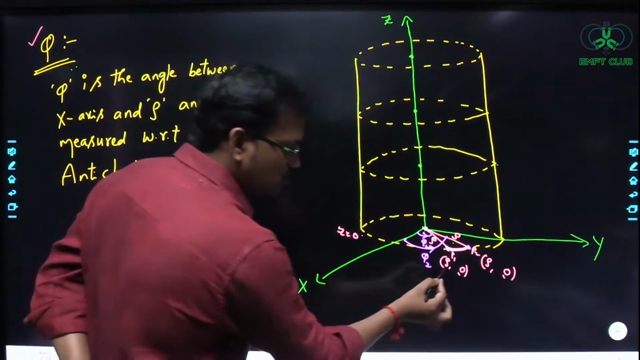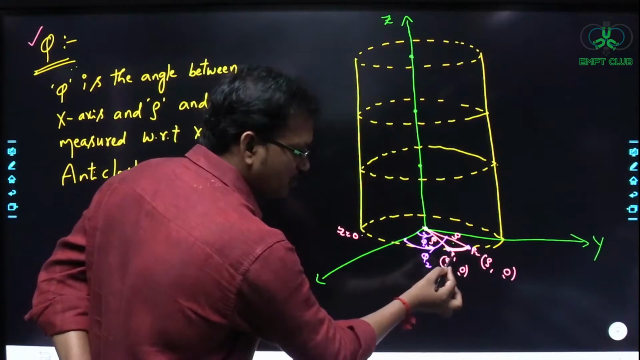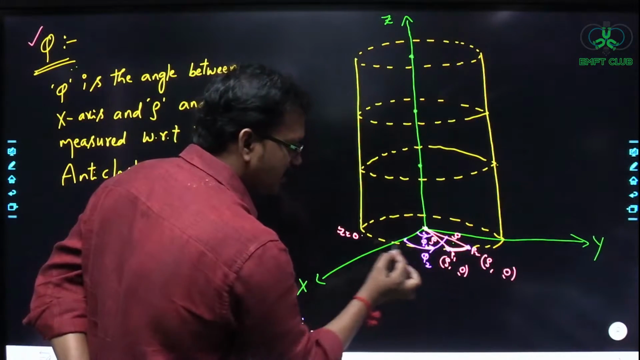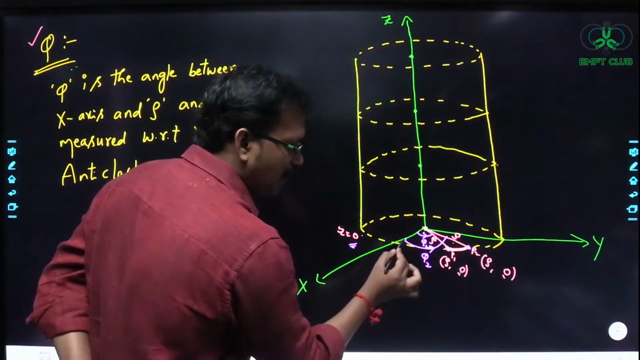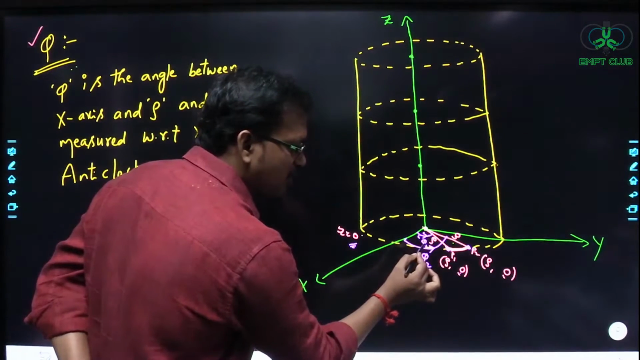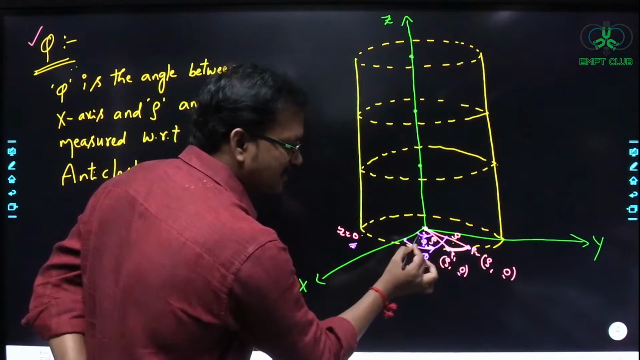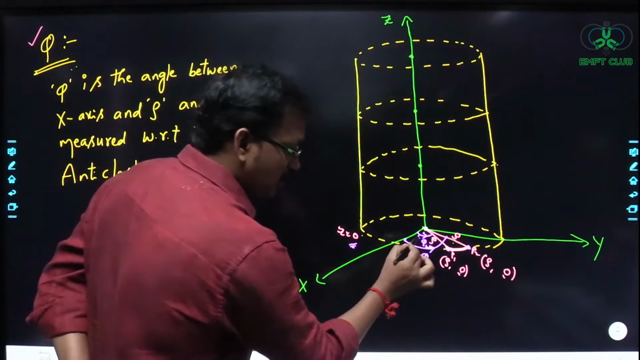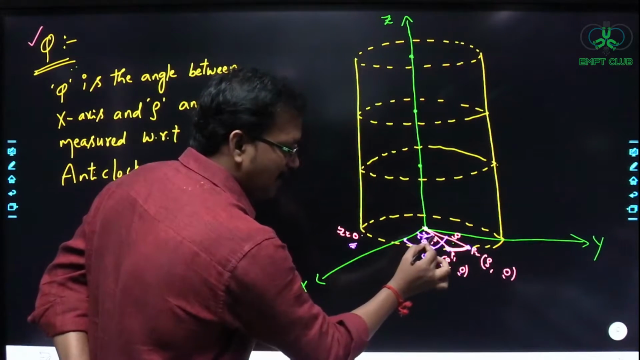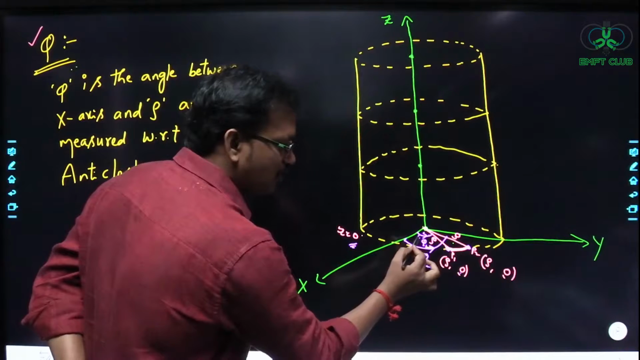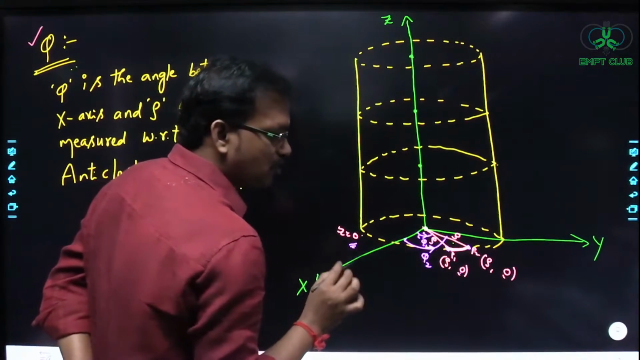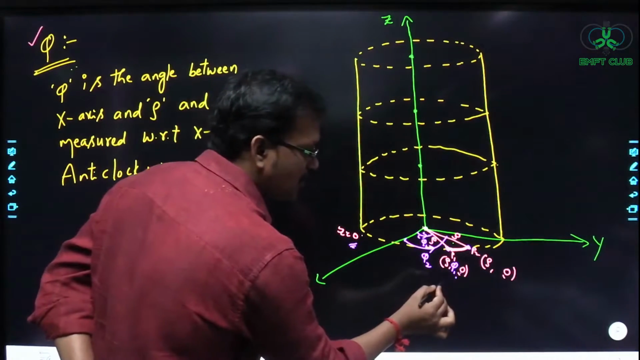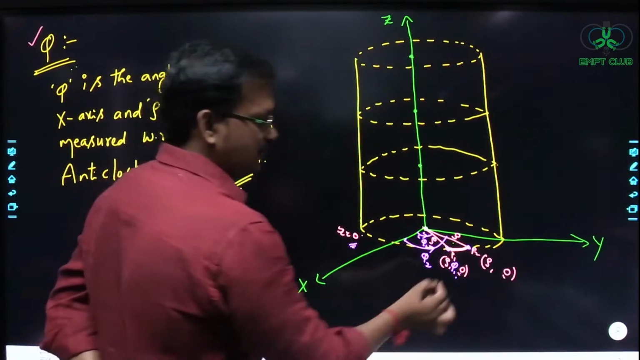Now this coordinate, how can I write it here? This point P1 is at a normal distance rho, it is lying in the z equal to 0 plane, and it is at an angle of phi 1 with respect to the x-axis. So I can represent this point as rho comma phi 1 comma 0, and this point P2.